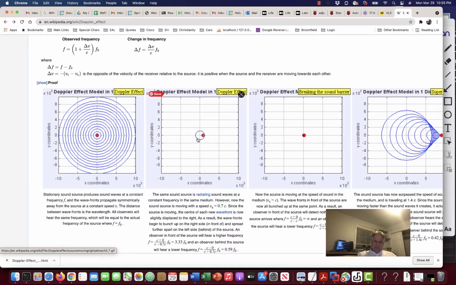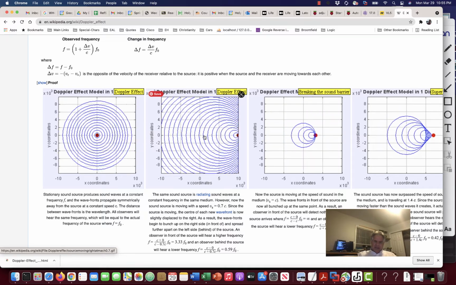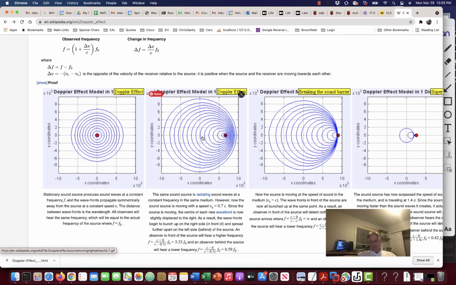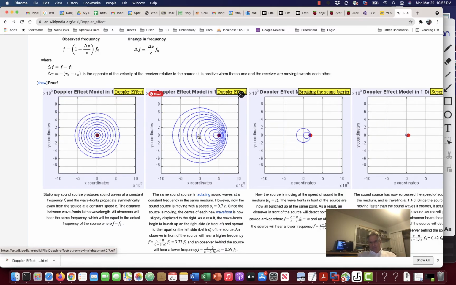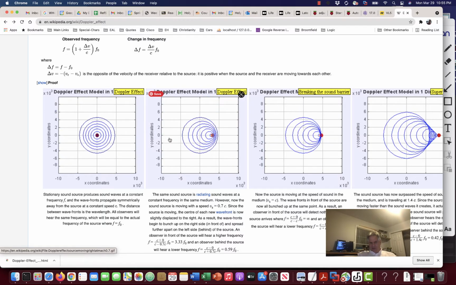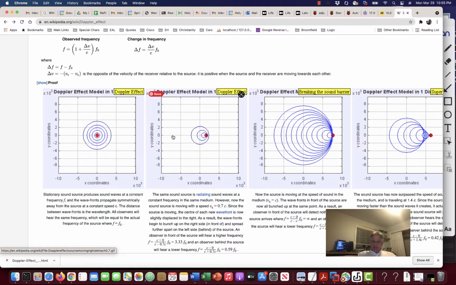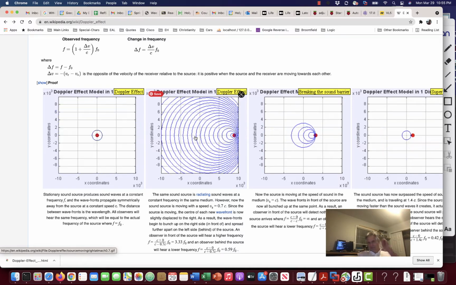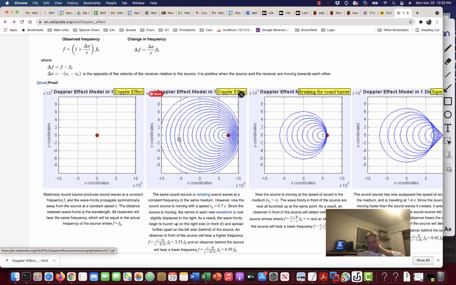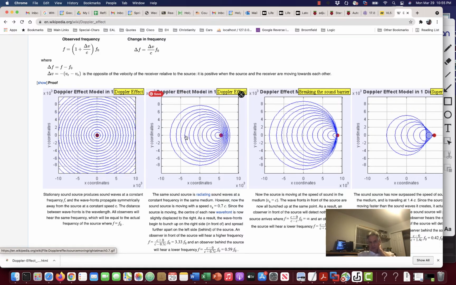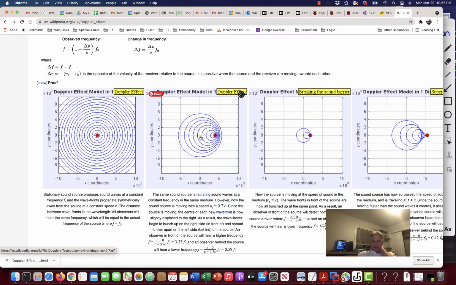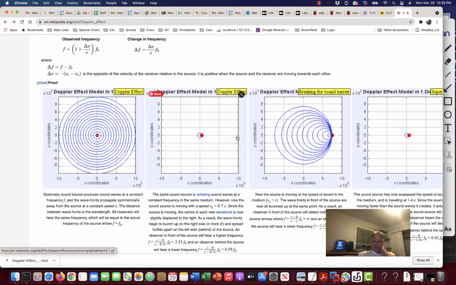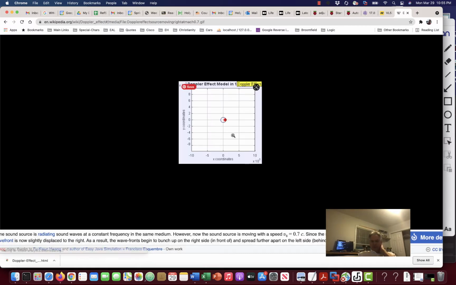And as the source goes past us, when we're behind it, you can see that the wave crests are actually expanding or increasing in distance to an observer who's behind the moving object. And so the pitch is lower because, again, as the period or the distance between the wave crests gets larger, frequency gets lower. And when we're in front of it, the period gets shorter, the frequency gets higher.